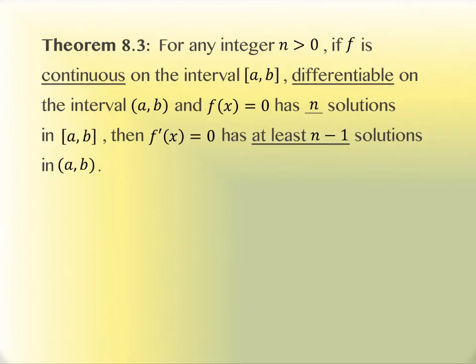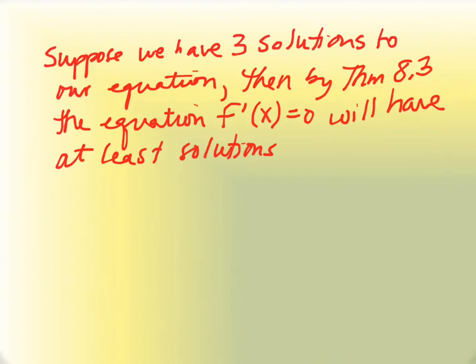Okay, so let me go back over here. I know you guys want to write that down, but let me just show you where I'm getting these pieces of information. Theorem 8.3 says that if our original equation has 3 solutions, then the derivative will have at least 2. That's what I'm writing down. I'm using that theorem to write that statement down. So what we want to do then is take the derivative and see how many solutions the derivative actually has.